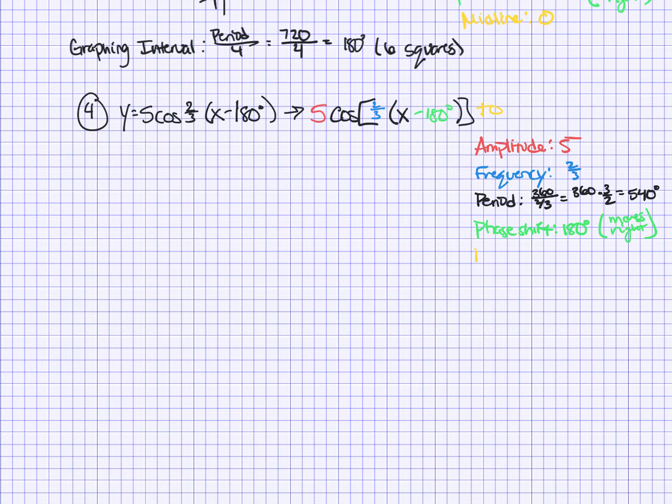And then lastly, our midline is at 0. I don't know why all the examples have a midline of 0, but just keep in mind that if your midline is something other than 0, it just moves the graph up or down. It changes that midline.